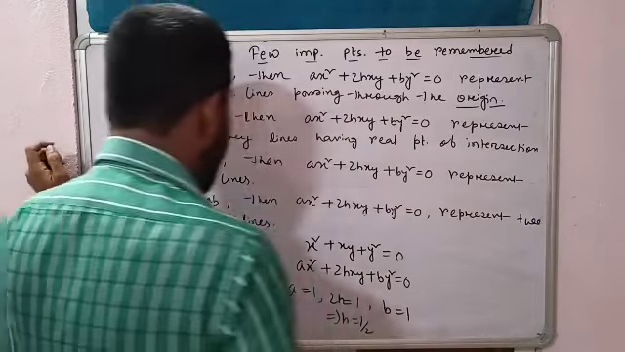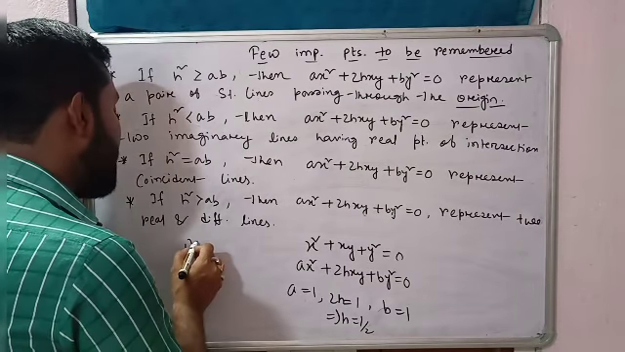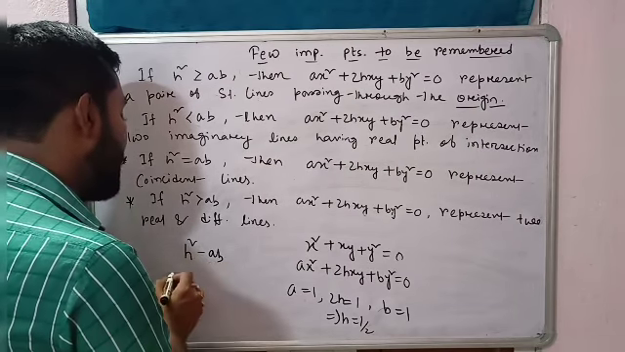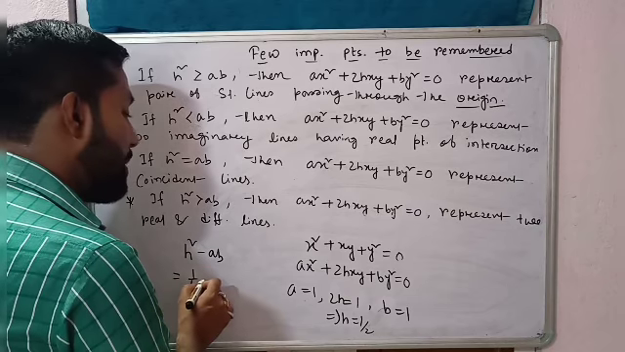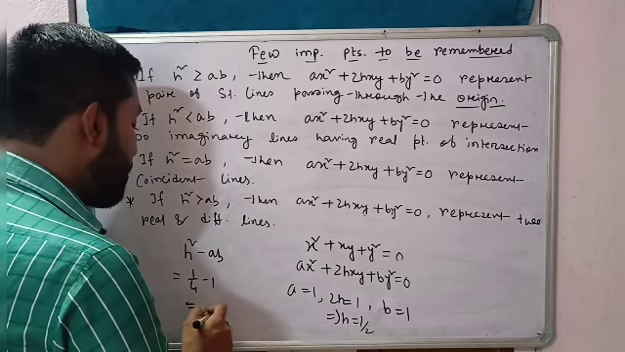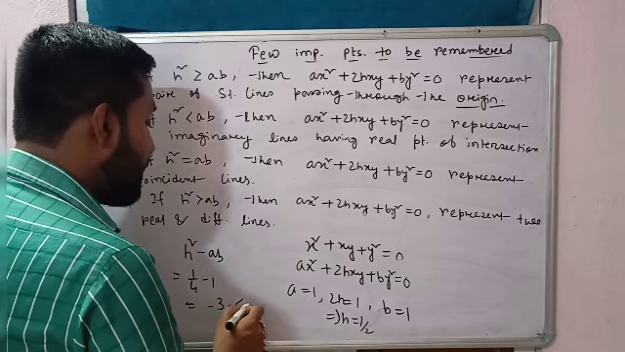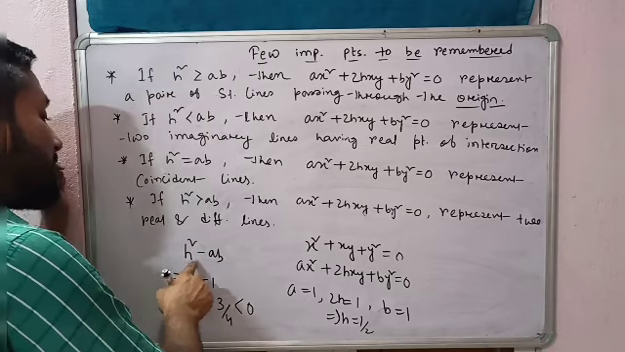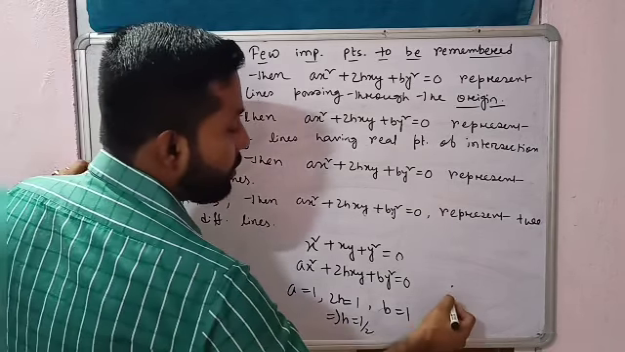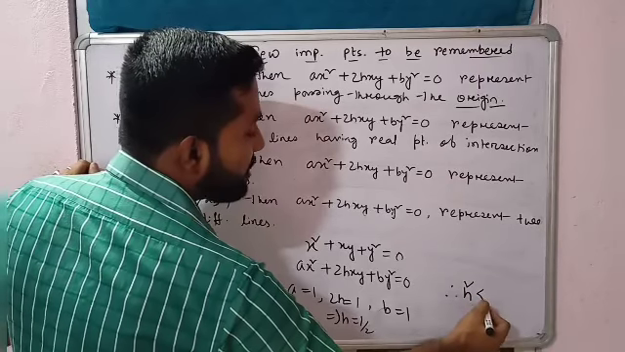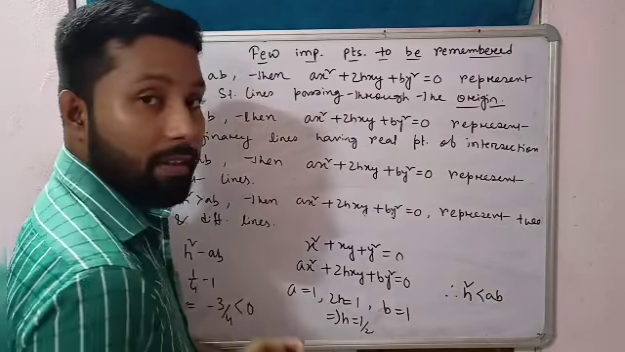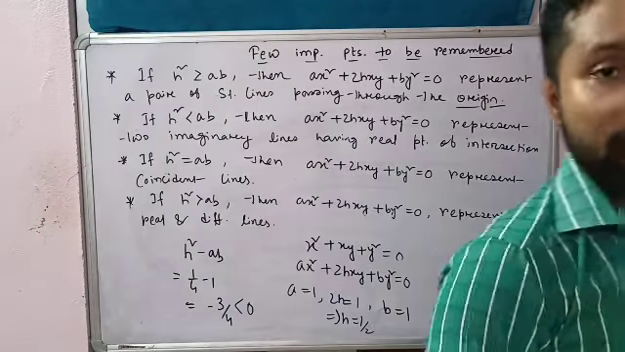Now find out the value of h square minus AB. So h square minus AB is equal to 1 by 4 minus 1, and 1 by 4 minus 1 is equal to how much? Minus 3 by 4. This is always less than 0. So since h square minus AB is less than 0, therefore we can write it as h square is always less than AB.